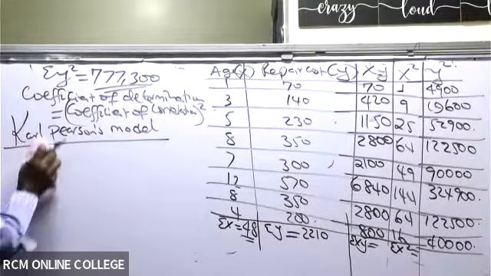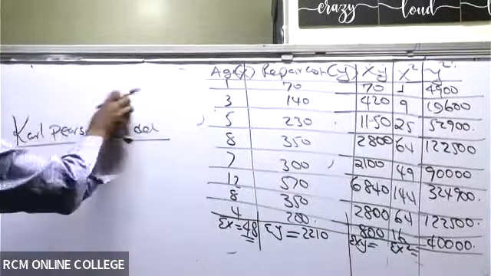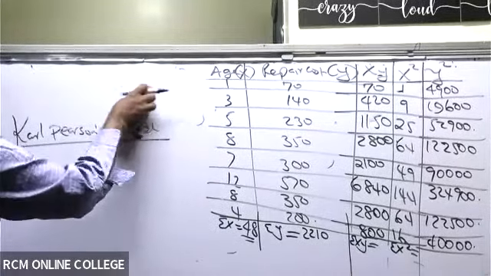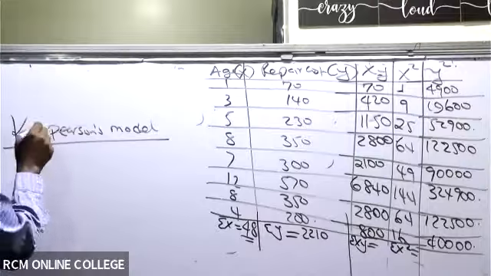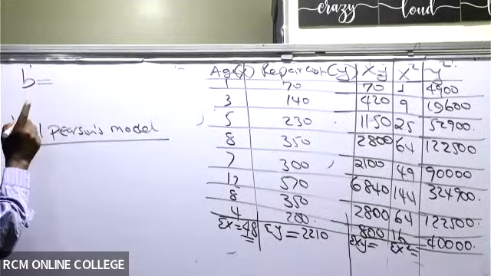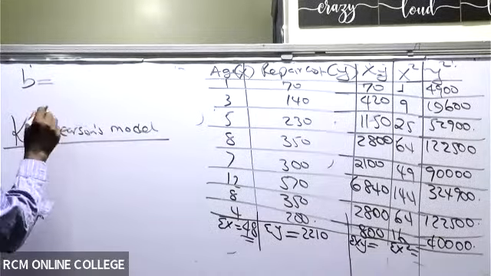The person who taught me this long time ago, over 25 years ago, which means I can't be a generation Z, told me that for you to be able to remember the Karl-Pearson's, always start by remembering the formula of B. When you remember the formula of B, then the Karl-Pearson's correlation model will be very easy.